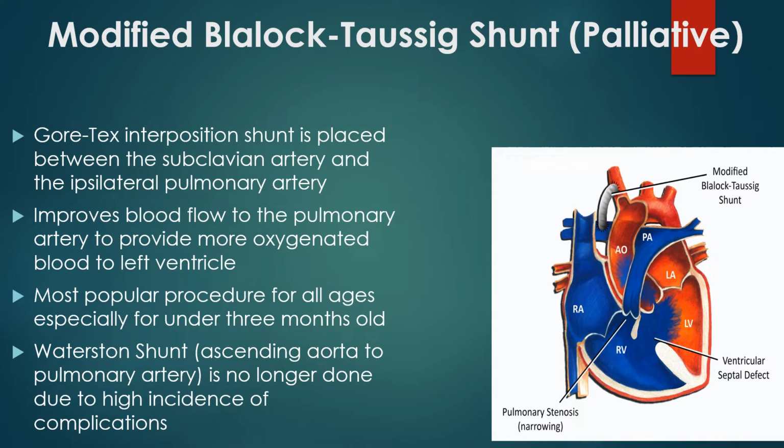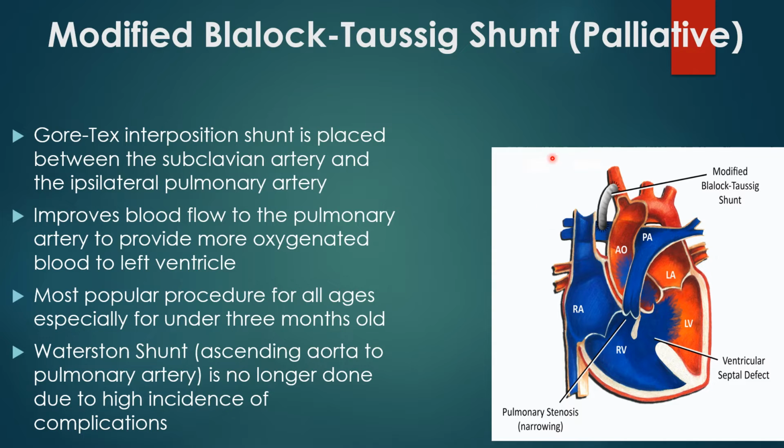So one of the ways of dealing with this decreased pulmonary blood flow in the TET baby, not just the right to left shunt, but also you're getting less blood to the pulmonary vasculature, is to improve the flow into the pulmonary artery artificially. Here we have a modified Blalock Taussig shunt. Blalock and Henry worked at Vanderbilt and developed this shunt. You have a Gore-Tex interposition shunt placed between the subclavian artery and the pulmonary artery on the same side.